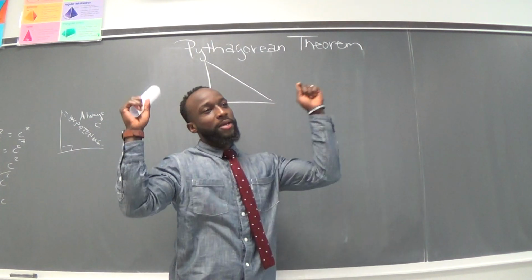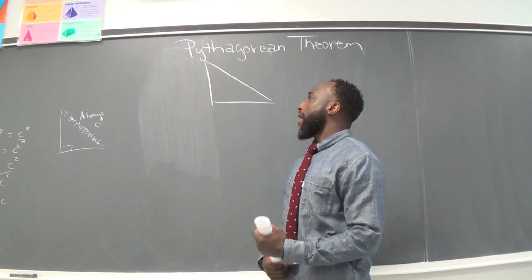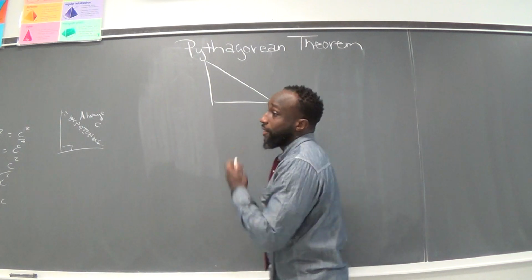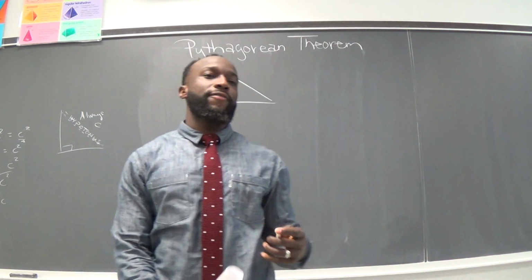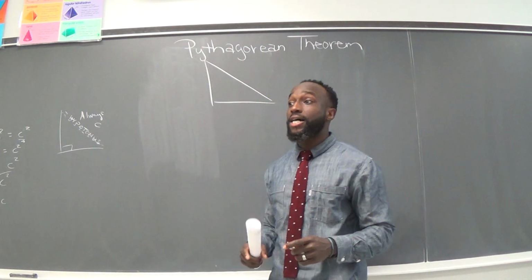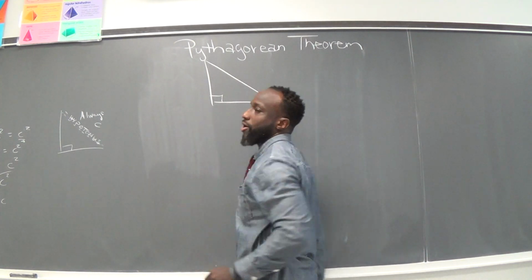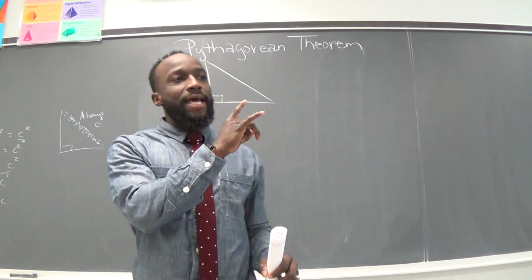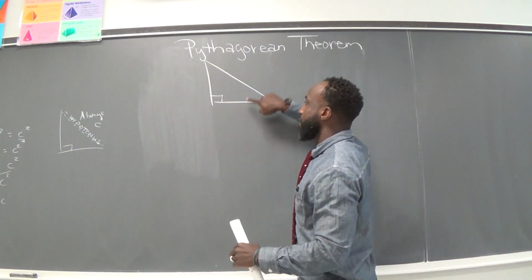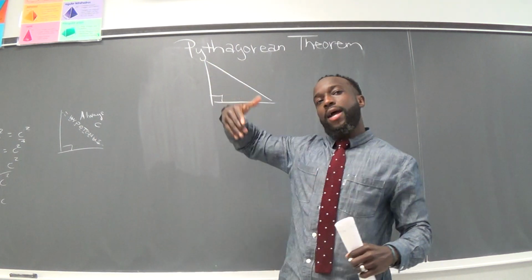Pythagorean Theorem. Say it with me. Pythagorean Theorem. All right, good. So, Pythagorean Theorem is what we use when we're trying to find the measure of a side of a specific type of triangle, and that is a right triangle. We use Pythagorean Theorem when we're trying to find a side of the right triangle.